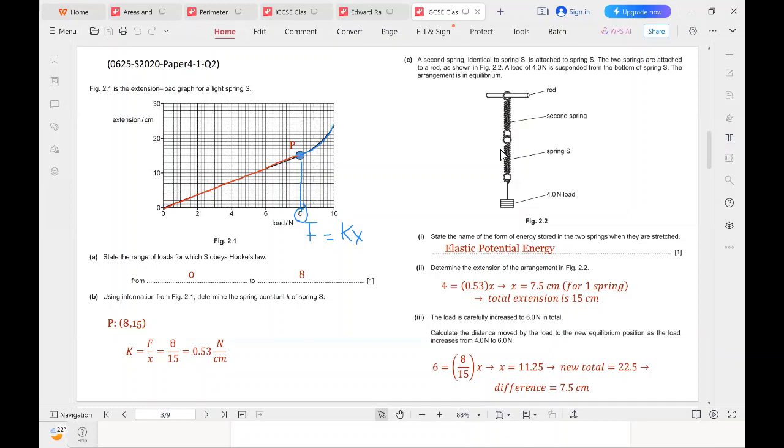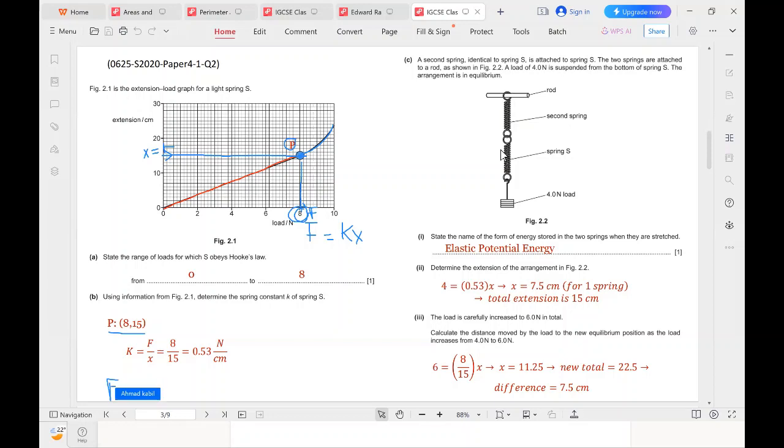Using information from figure 2.1, determine the spring constant of spring S. You can just take any point on the curve. For example, I chose point P, which is this blue point here. For point P, the force F is 8 and the extension X is 15. That's why I chose point (8, 15), and I wrote it like this.